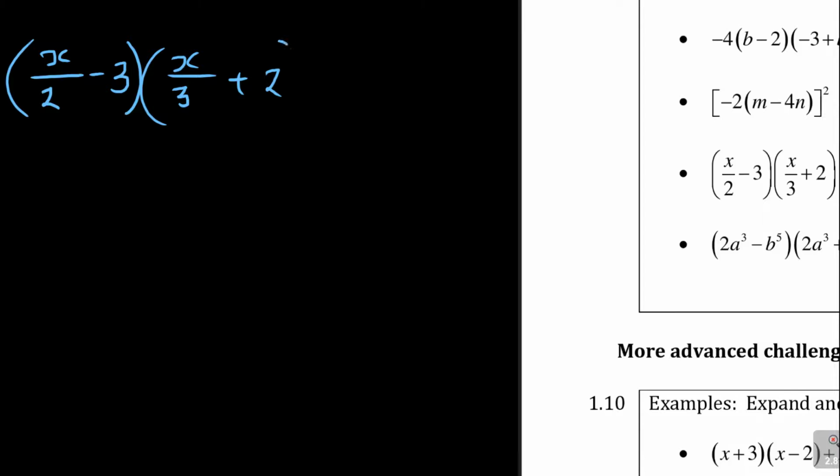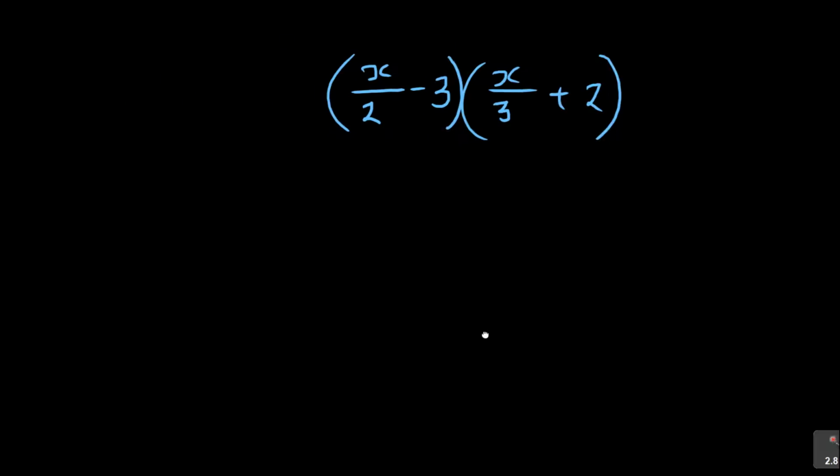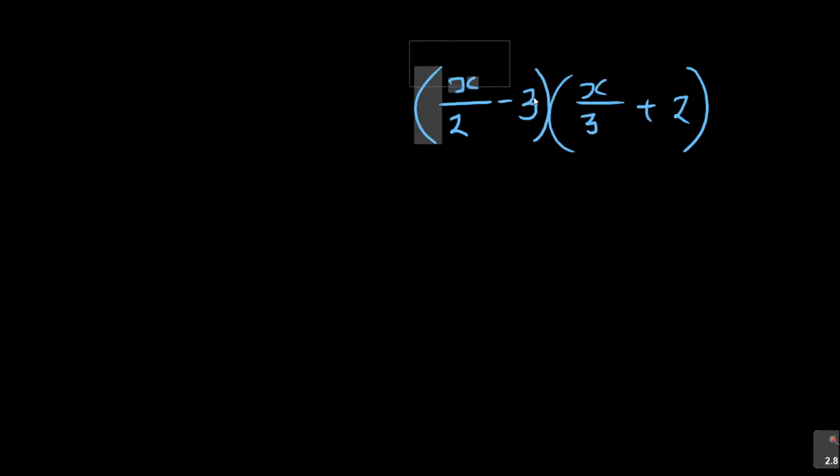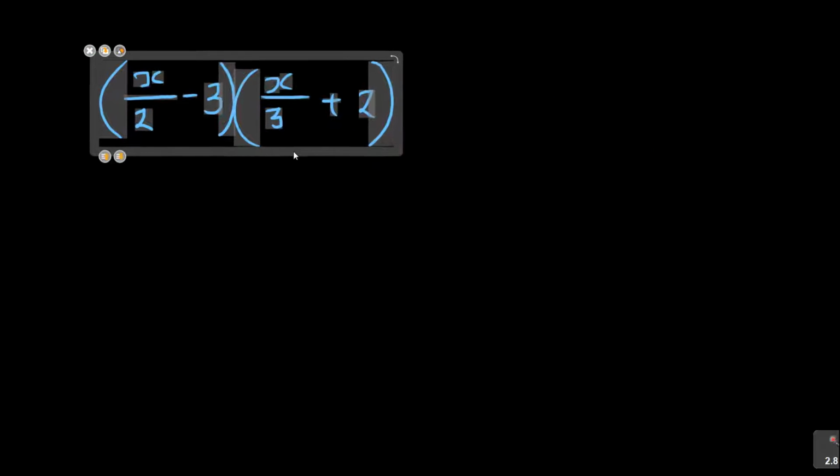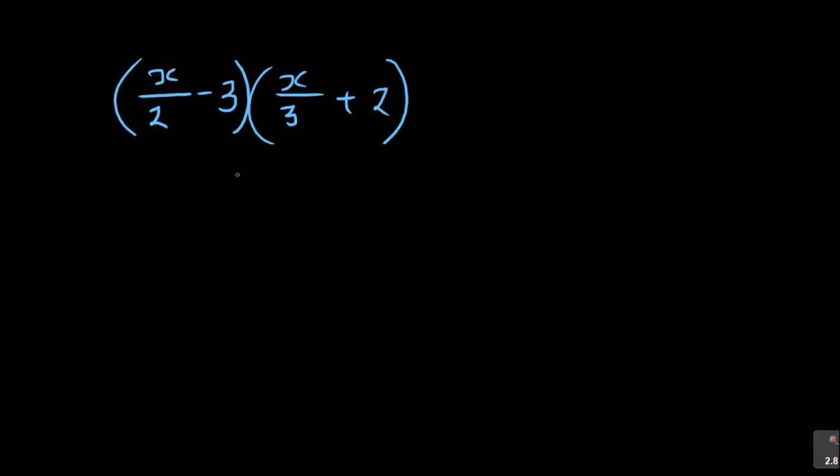Okay, let's look at the next one now. This is a fraction. With fractions, don't panic again. It's x over 2 in bracket, minus 3, and what? x over 3 plus 2. Don't panic, don't turn on that panic button. There is nothing difficult here. It's a matter of you just understanding what's happening here.